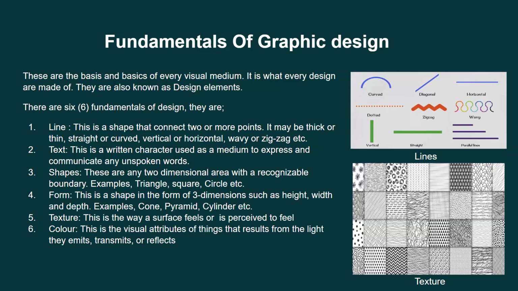We have texture. Texture has to do with the way you feel something or the way you perceive it. Then we have color. Color has to do with the attribute of things that results from the light they emit. Like I talked about color when I was talking about the principles of graphic design, your color should harmonize with your design. For example, every brand has its own color. A color talks about a brand. It is unique to you as a brand. It sells you as a brand. Next slide.